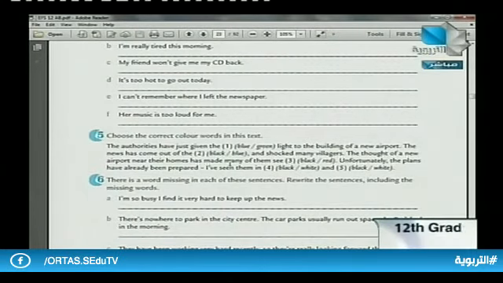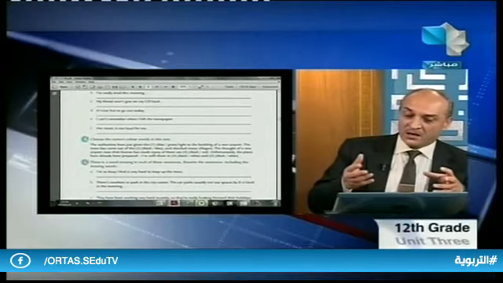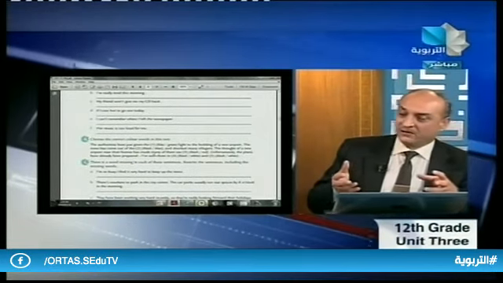Good. Now we have another exercise, which is about color idioms. Here we have a short text, and the student has to choose the correct word, or the correct color idiom.